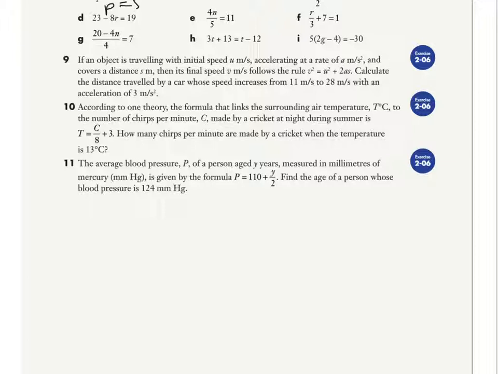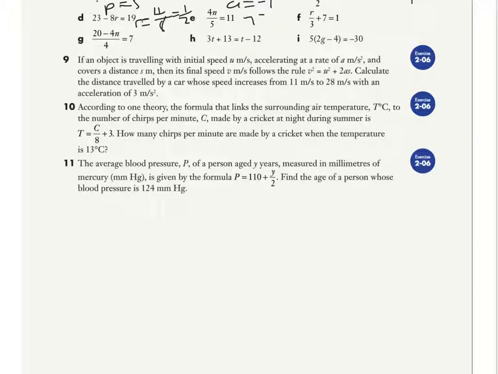B, take away 6, and you get negative 2a equals 2, divide by negative 2, and you get a equals negative 1. C, multiply by 2, and you get negative 12, and then add 3, and you get negative 9. D, take away 23 and you get negative 4. Divide by negative 8, you get positive 4 over 8, which is a half. E, times by 5, you get 55.